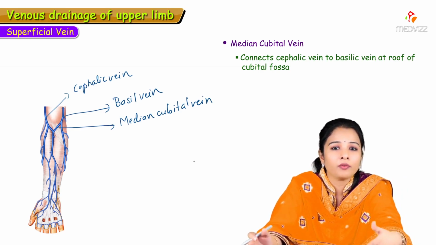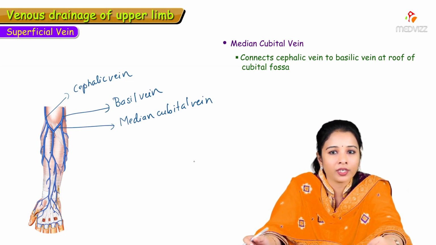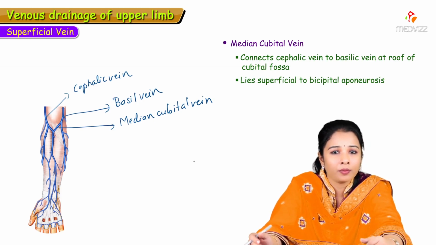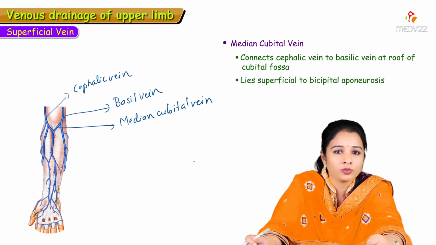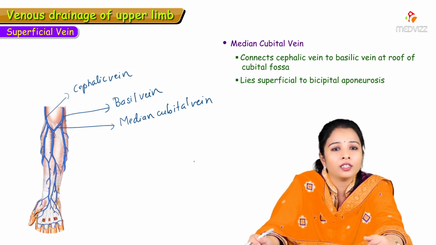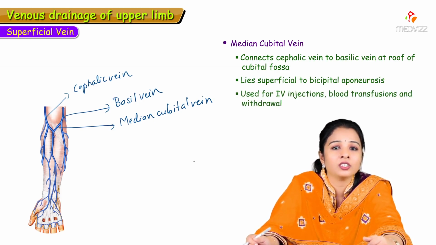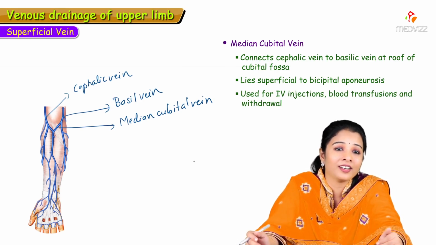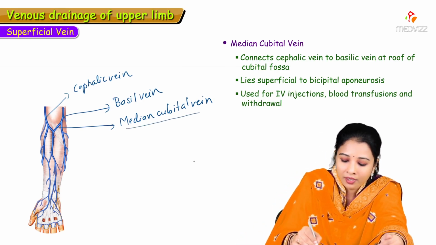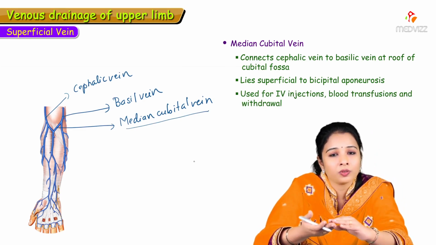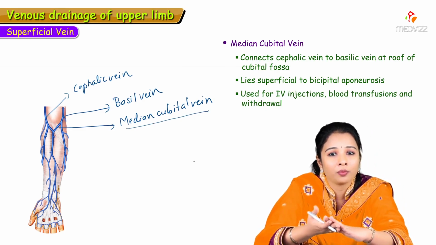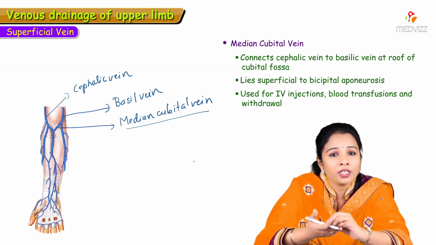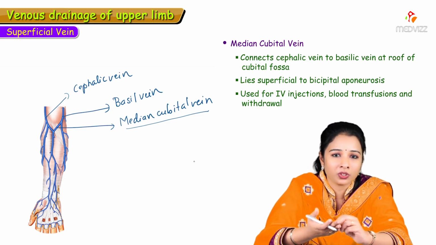So the median cubital vein connects the cephalic to the basilic vein at the roof of the cubital fossa, and it lies superficial to the bicipital aponeurosis, which also forms the roof of the cubital fossa. It is used for intravenous injections, blood transfusions and blood withdrawal. That is the main clinical aspect of this median cubital vein, because it is related superficially to the bicipital aponeurosis. The bicipital aponeurosis doesn't allow the median cubital vein to slip away from its position.